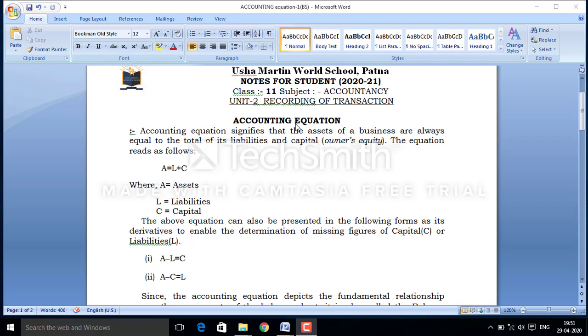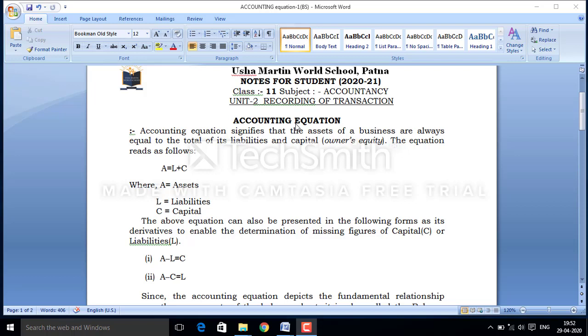So in equation simply we can say LHS is equal to RHS, and both sides must be equal. If both sides are not equal, then it is unequal equation. And as we know, what we are introducing, we will get the product according to the input. So in equation, both sides must be equal. Here in accounting equation, both sides also must be equal.